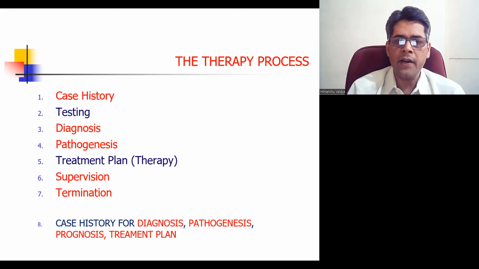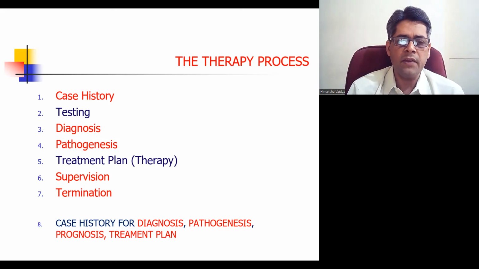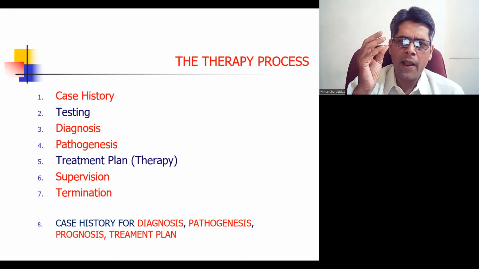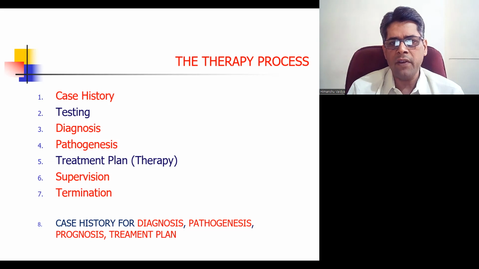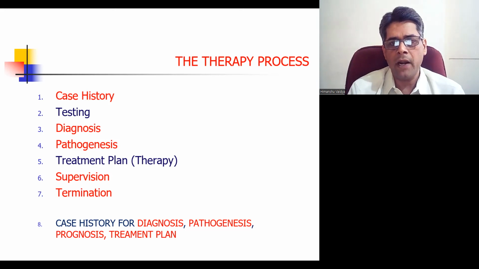Usually in mild and moderate cases, we have good prognosis. In severe cases, it's a split. For some severe cases, we have good prognosis, and for a micro group of the severe cases, which is so severe that nothing can be done, we don't have any knowledge, we don't have any tools to arrest or reverse it. In such cases, it is bad prognosis. So case history is the base raw material for diagnosis, pathogenesis, prognosis, and treatment plan.